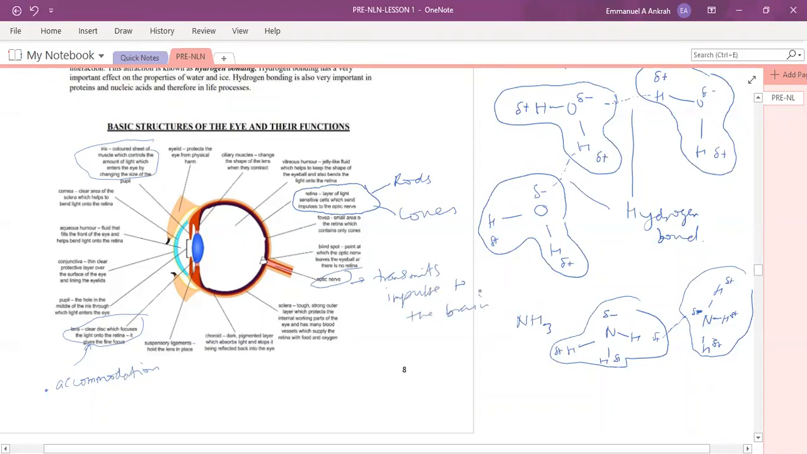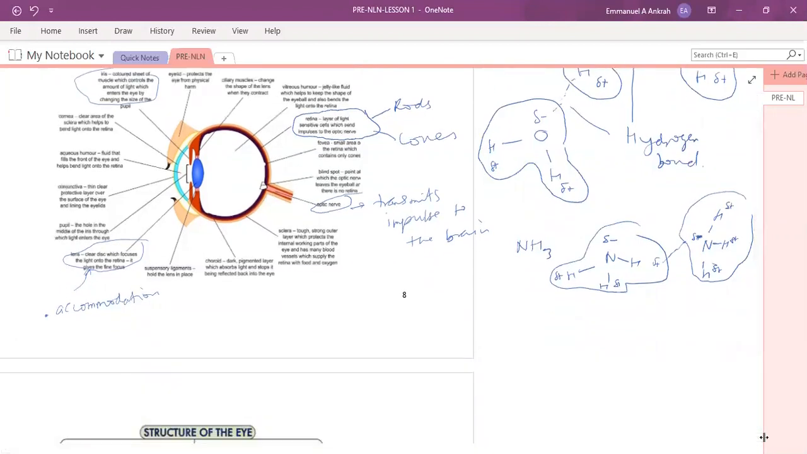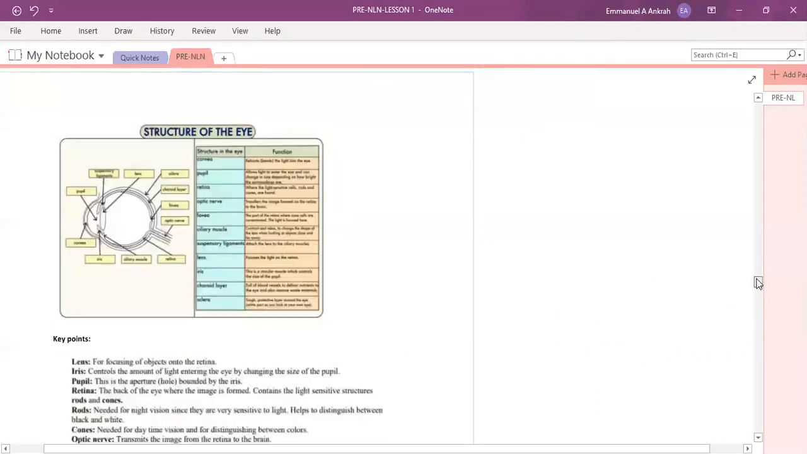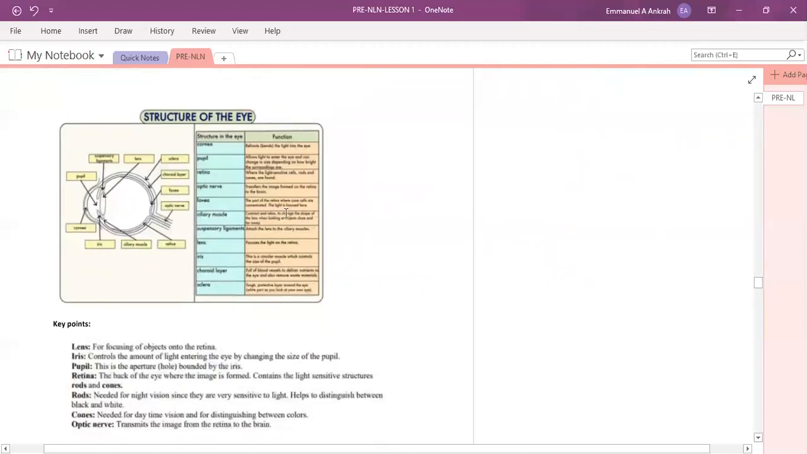So that's function. I think I have a summary. I put down a summary somewhere. Let's see. Yeah, it's here. Okay, I tried to put a lot of information to make it very visual for you. All right, so this is the structure of the eye. Again, the functions, I put them together here.